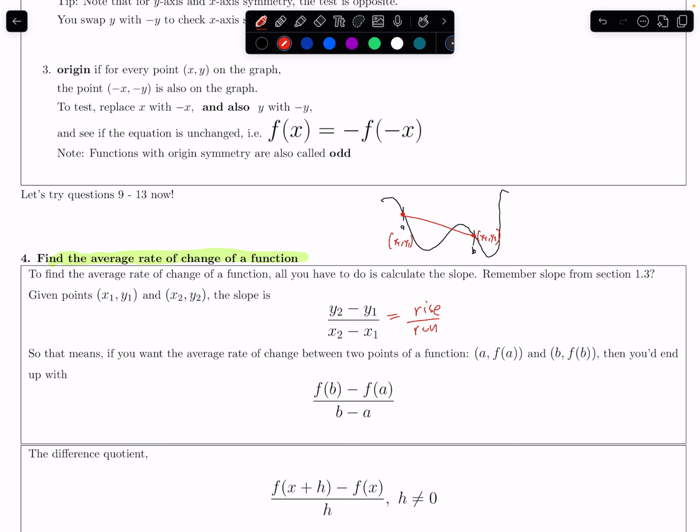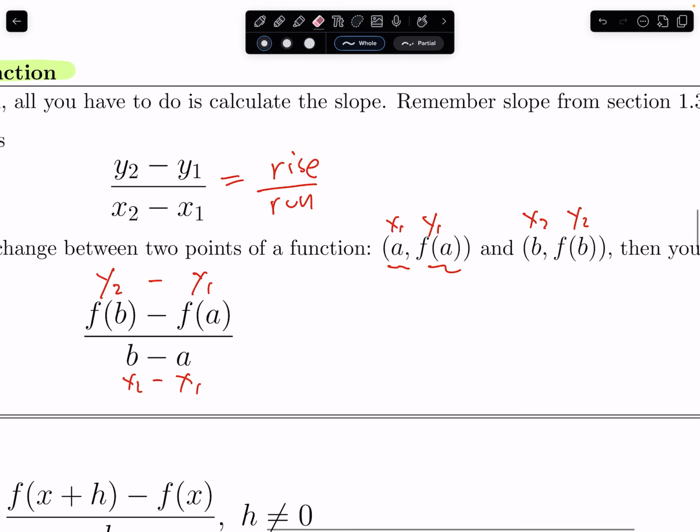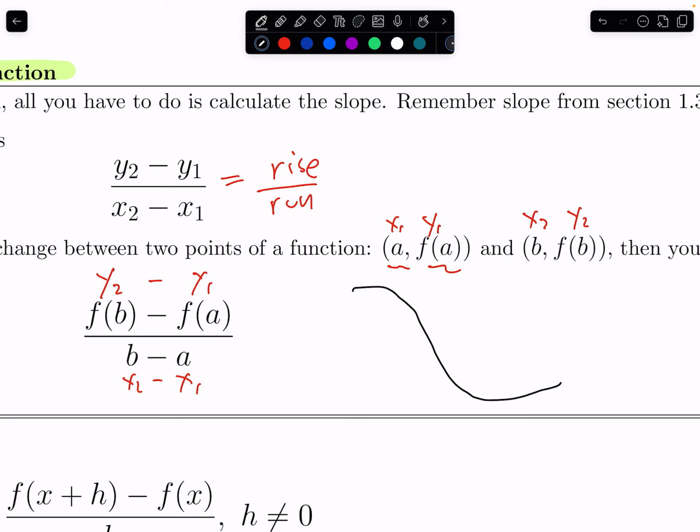That means if you want the average rate of change between 2 points of a function, a, f of a, this is just like your x1, y1, and b, comma f of b, x2, y2. Then it's the same thing, right? This is like your y2 minus y1 over x2 minus x1. But why do they use those a, b, and all that stuff? Well, because that's kind of like just using the function notation, right? Let's draw that same picture again down here. Similar picture. It won't be exactly the same.